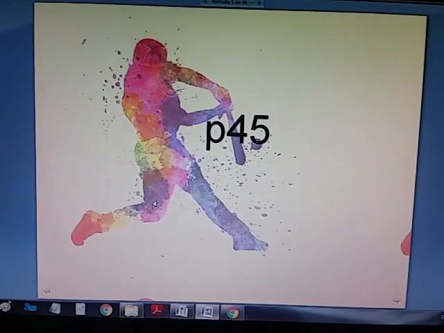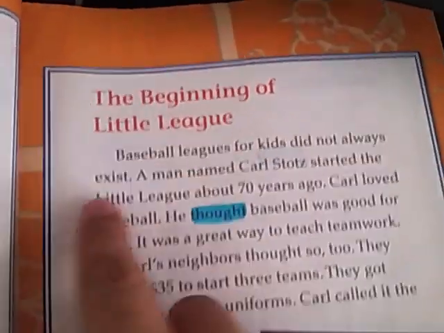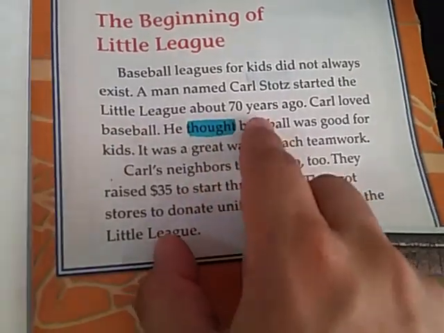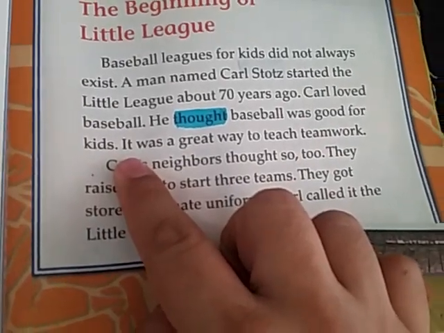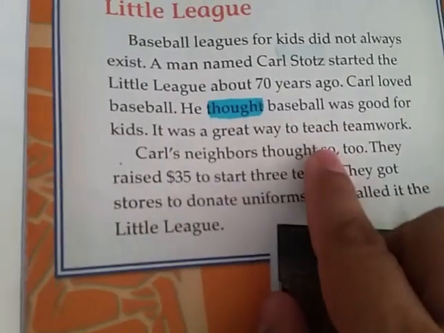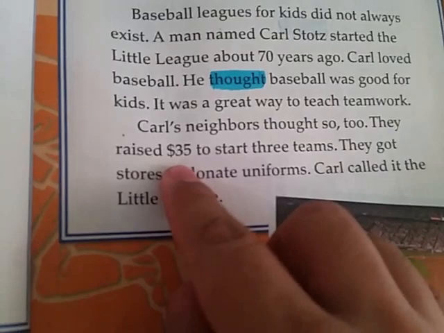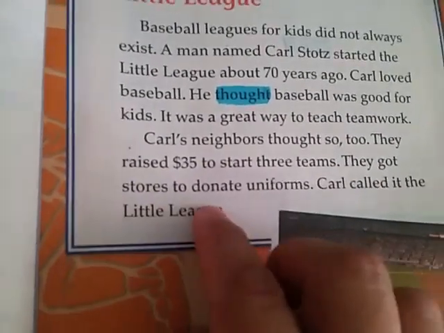Okay, time to continue. Page 45. Page 45, this one. You probably remember we read about this man, Carl Stutz, who was interested, like 70 years ago, kids could play in baseball teams. He thought that playing baseball was a good way to teach teamwork, and he was right. So that's why he and some neighbors raised the money and got some donations and created the first little league. So let's go over the question.